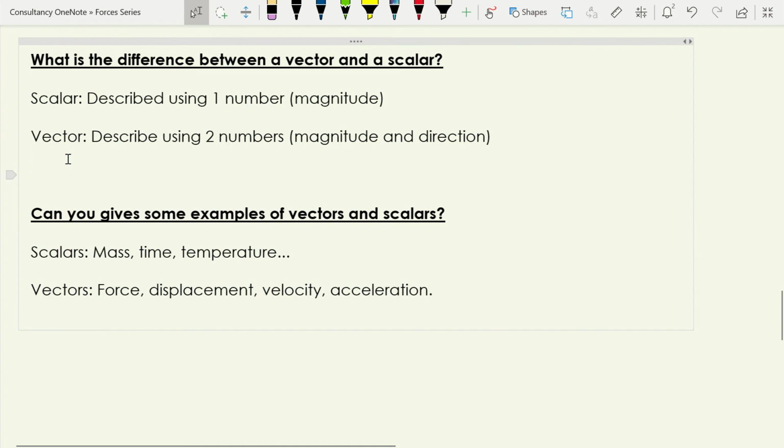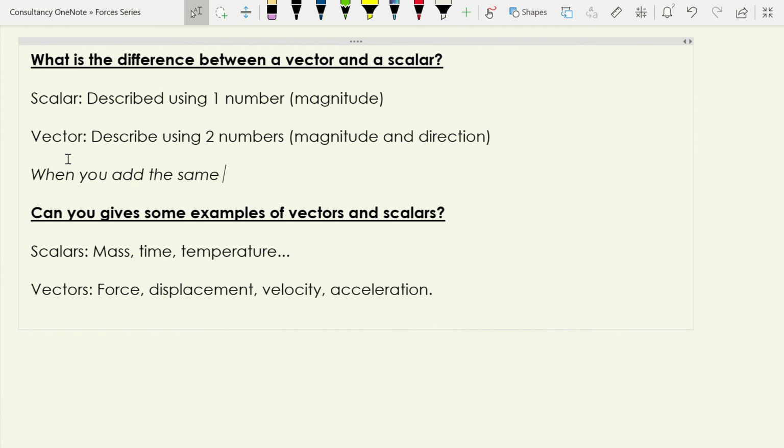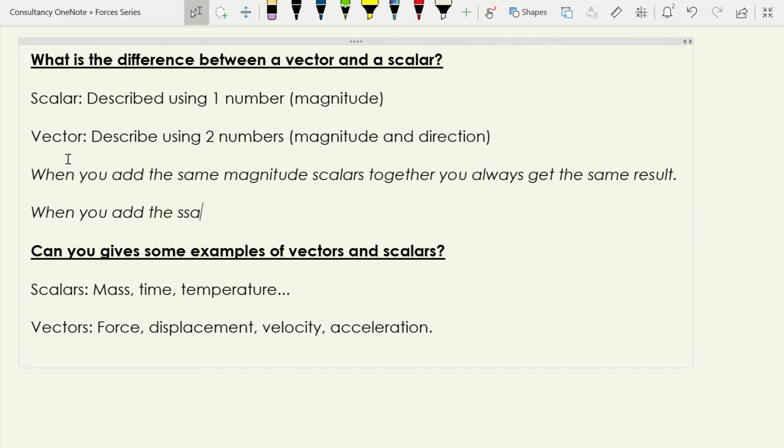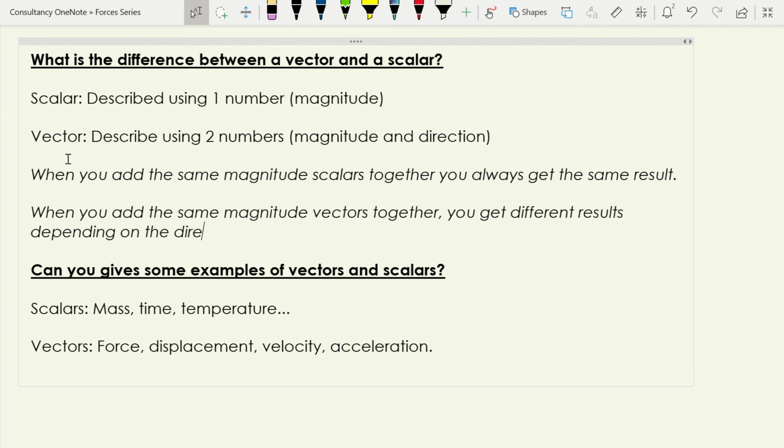So that's the key thing I want to take away at this stage. And the other thing I'd add in: when you add the same magnitude scalars together, you always get the same result, but when you add the same magnitude vectors together, you get different results depending on the direction of those vectors.